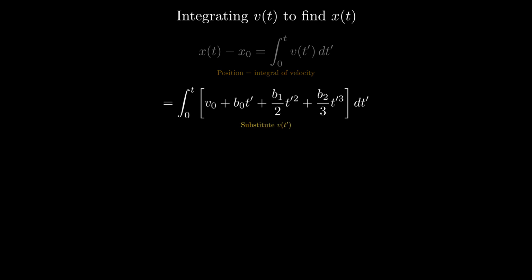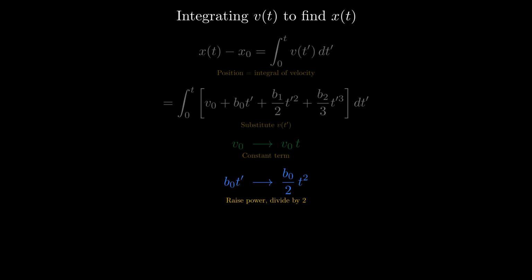Now integrate velocity to obtain position. Let x0 be the initial position. Then x of t minus x0 equals the integral from 0 to t of v of t prime dt prime. Substitute the velocity expression and integrate term by term. The constant v0 integrates to v0 times t. The term b0 times t prime gives b0 t squared over 2.